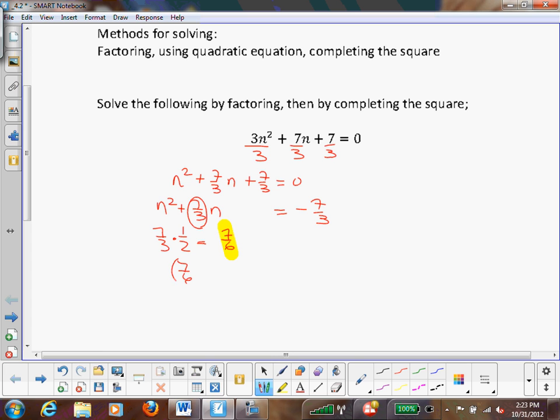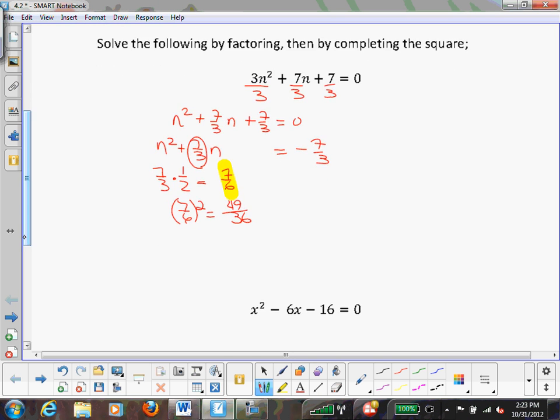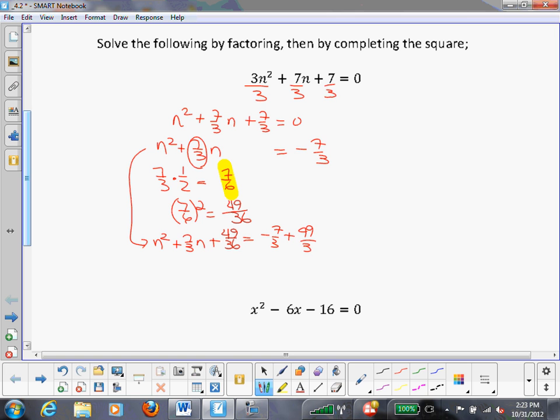Take 7/6 and square it, and we get 49 over 36. Okay, what do I do with that value? Add it to both sides. So now what I have is n squared plus 7/3 n plus 49 over 36 equals negative 7/3 plus 49 over 36.